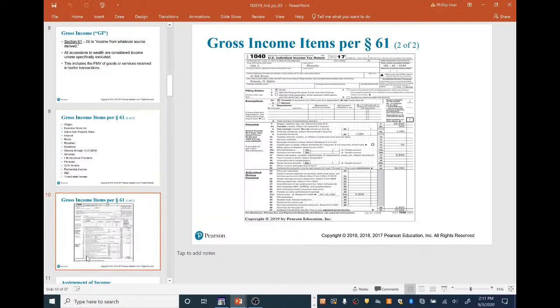Okay, next, this little 1040 here. Everyone's probably familiar with this form here if they've filed personal income taxes in the past.